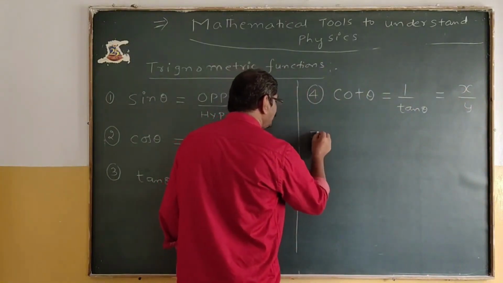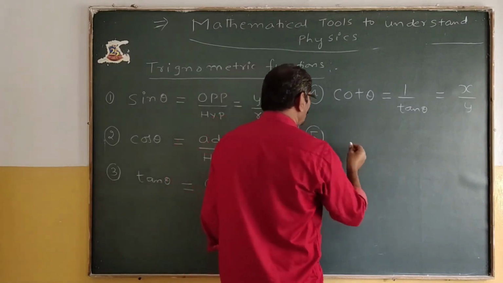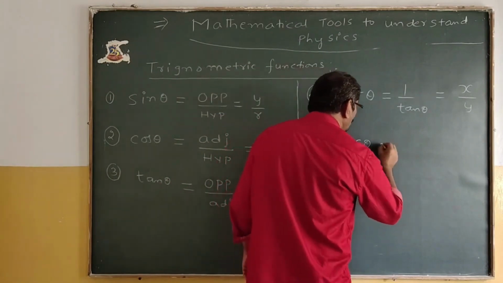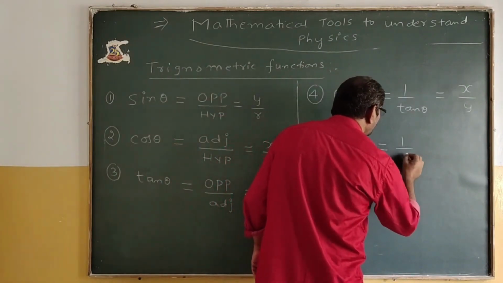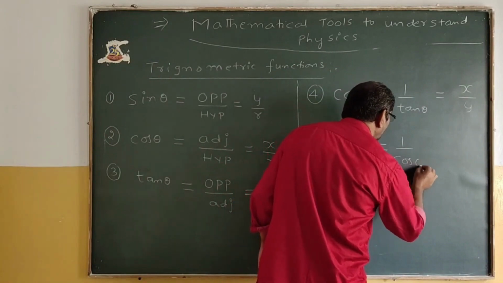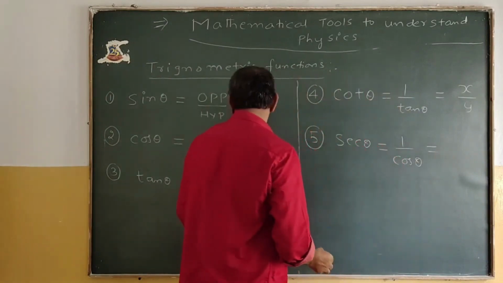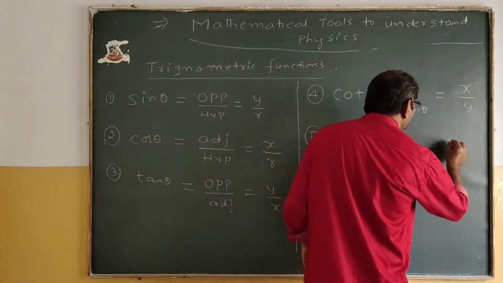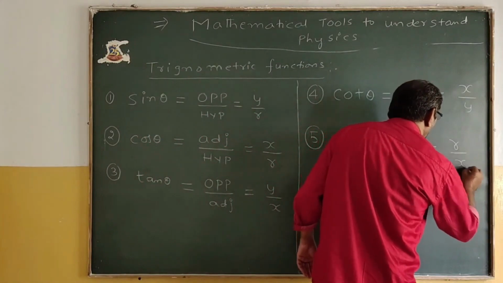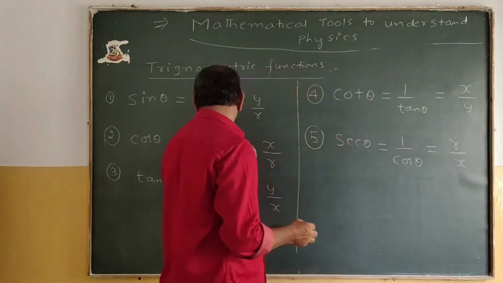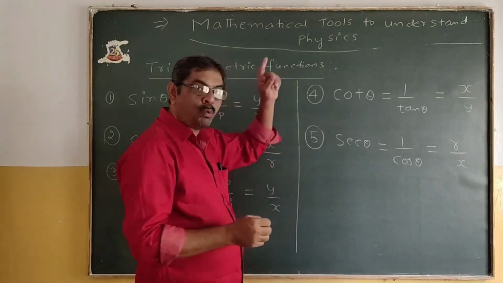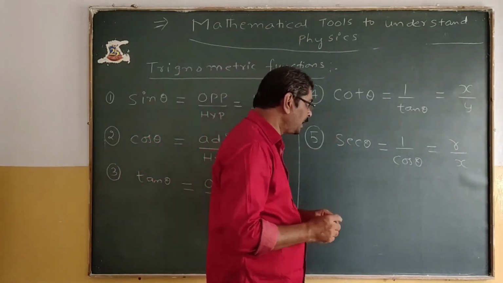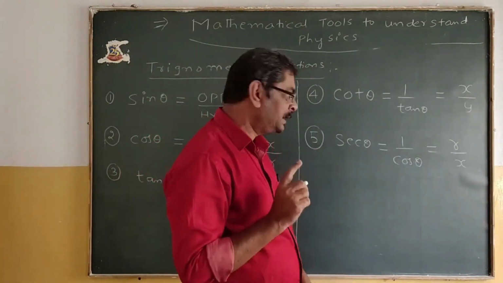Similarly, the next trigonometric function is sec theta, and sec theta is 1 by cos theta. Cos theta is x by r, so 1 divided by x by r becomes r divided by x.